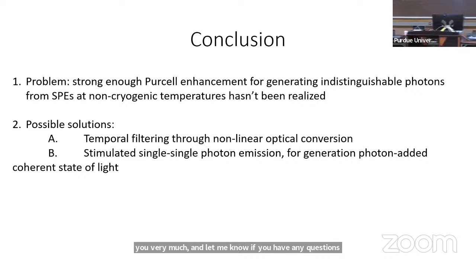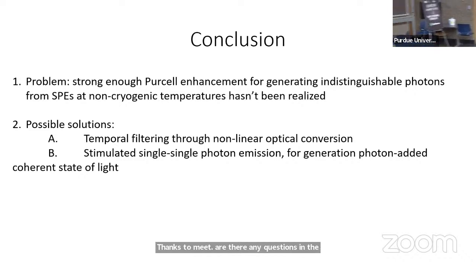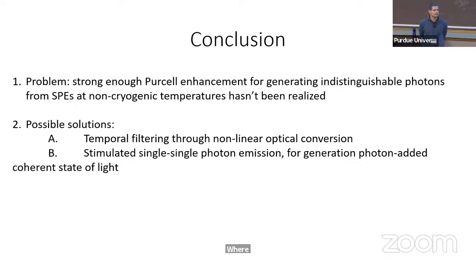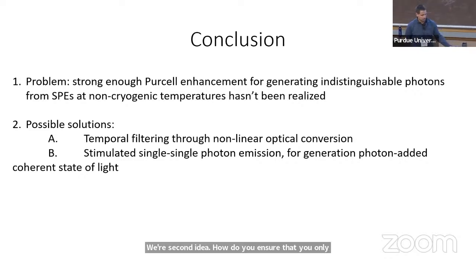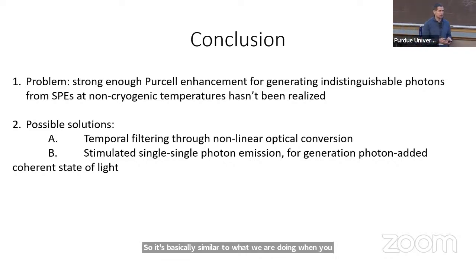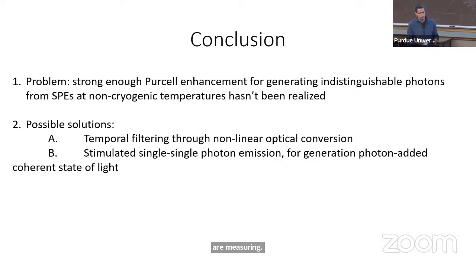Thanks, Demid. Are there any questions from the audience? For your second idea, how do you ensure that you only excite one extra photon? So before this, you should do characterization of your structure. It's basically similar to what we are doing when characterizing single photon emitters: you are measuring the G2 autocorrelation function, which has a dip at zero time delay.